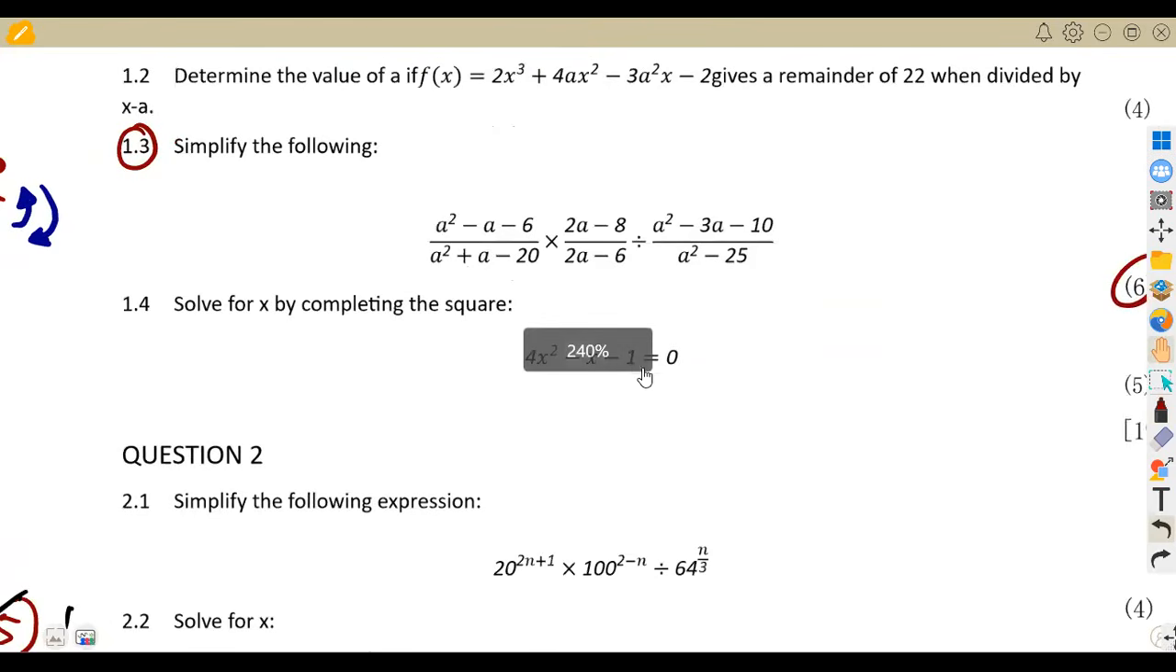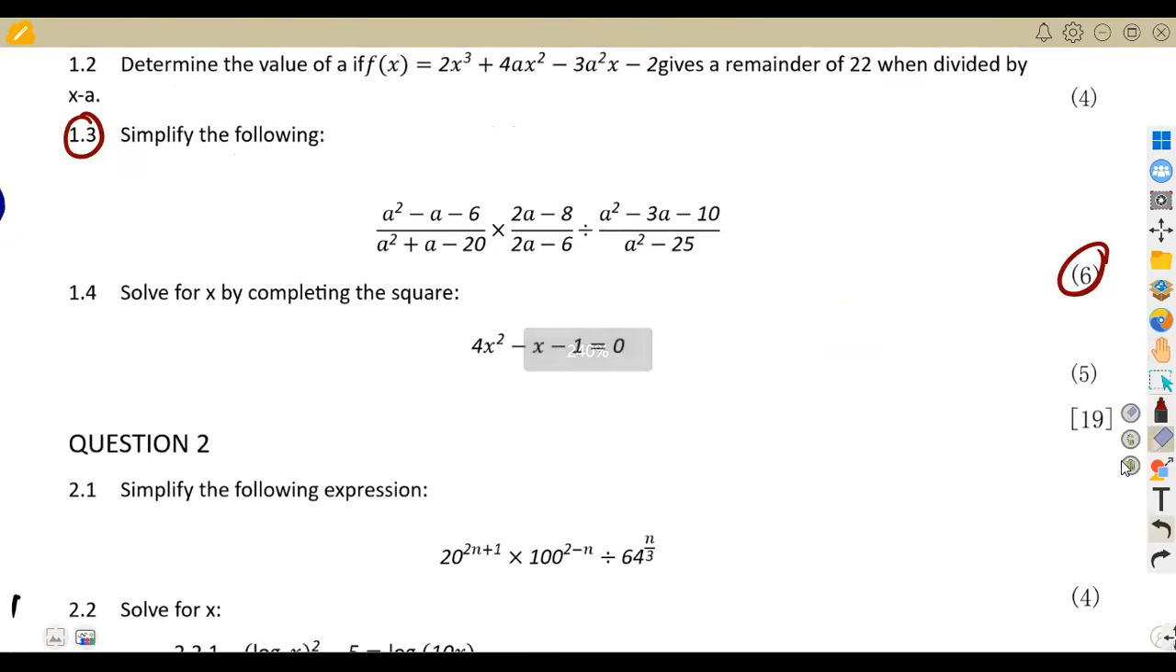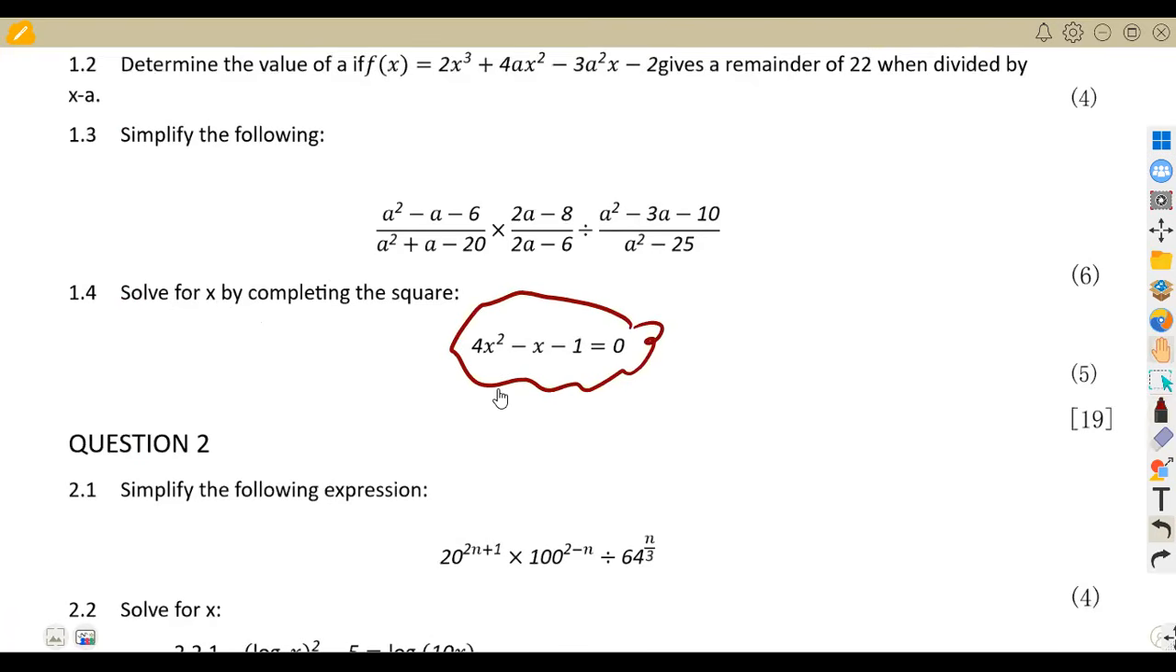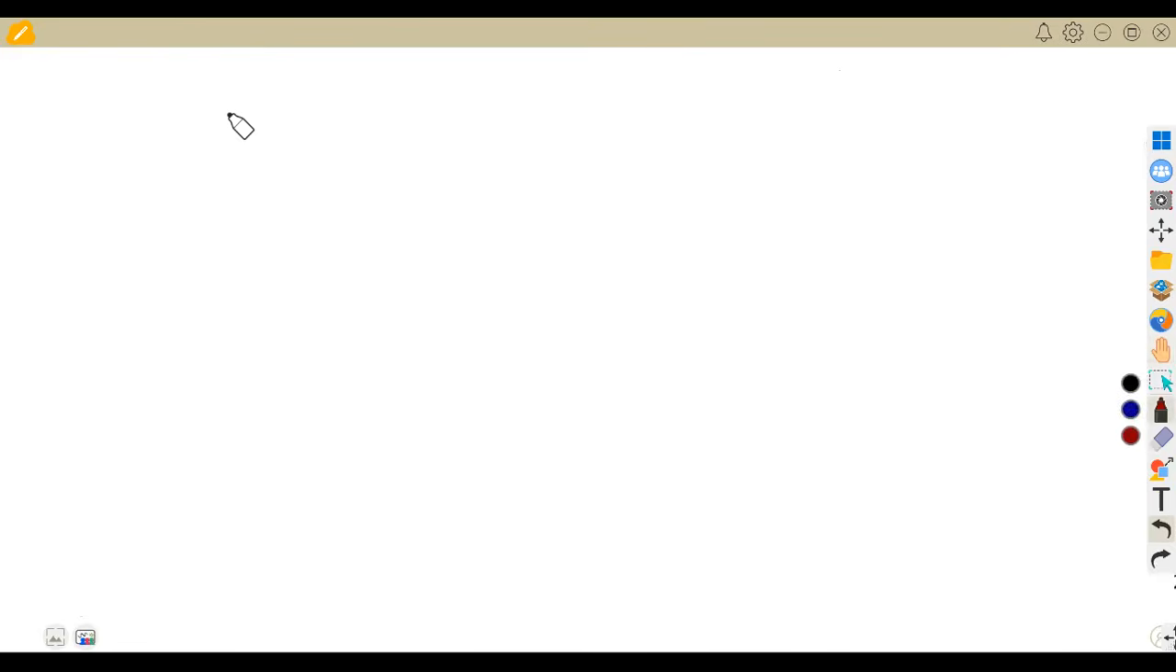And then 1.4, solving for x by completing the square. So this is the equation that you're given to solve by completing the square. Let us see how we're supposed to apply completing the square. That was 4x squared minus x minus 1 is equal to 0. Remember, when you're using completing the square, the coefficient of x squared must be a 1. That one, it's a must that you know. The coefficient of x squared of the first term must be a 1.